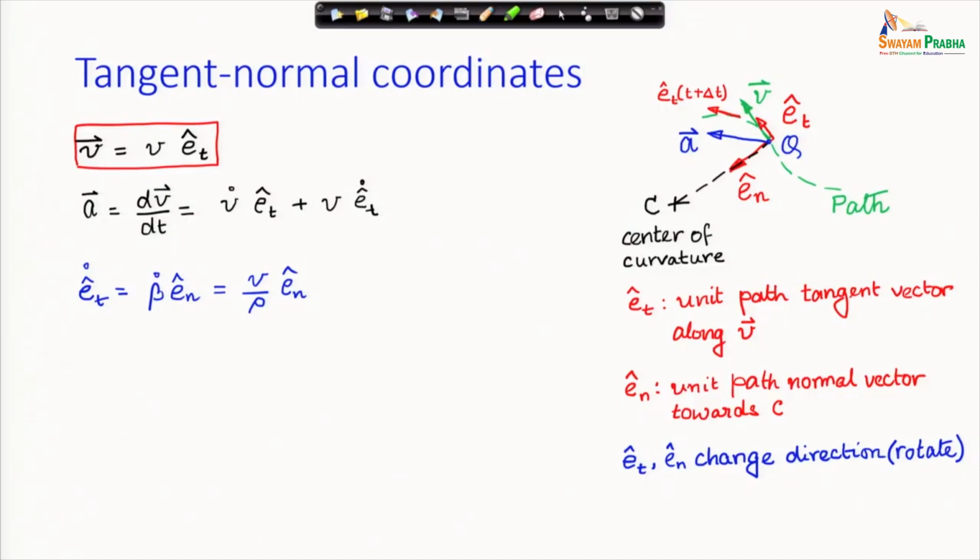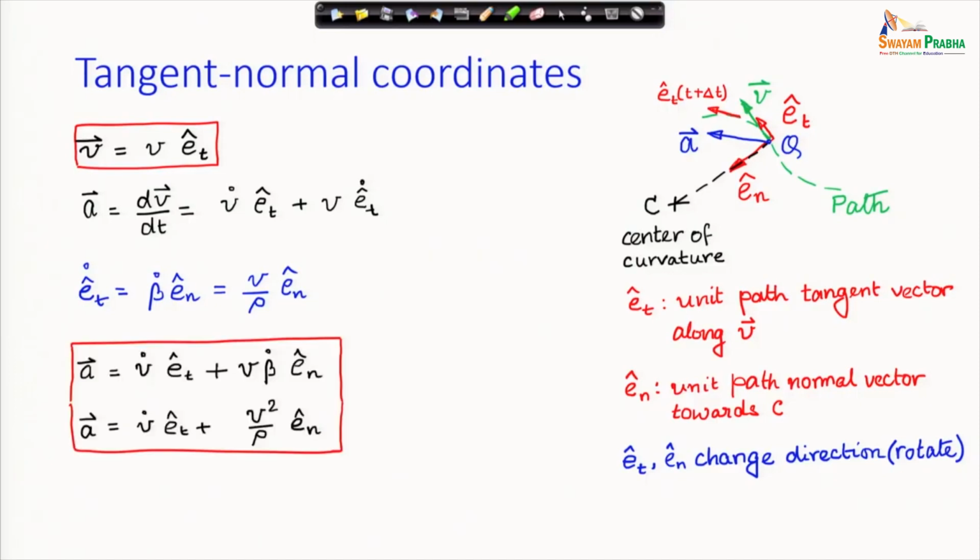Okay, if this part is clear, then we can proceed. Therefore, I just substitute it here and what I have is the expression of acceleration. So, I can have various expressions. Here I have written in terms of beta dot, here I have eliminated beta dot as v over rho and I get this expression. Now, this expression of acceleration is very useful in finding out the radius of curvature of a moving particle, and that is what we are going to look at next.